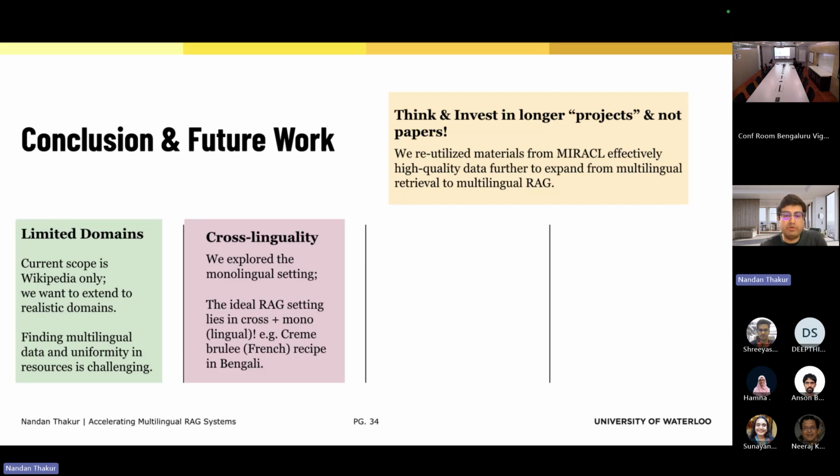Cross-linguality is the one which we want to explore after this. All three papers delve into the monolingual setting, but ideally we want to extend to cross-linguality, where, for example, given a creme brulee recipe which I ask in Bengali, I would hopefully find the best information in some French articles. So ideally, I would want that sort of cross-lingual RAG setup where your X can be in any language and your Y documents can be in any language.